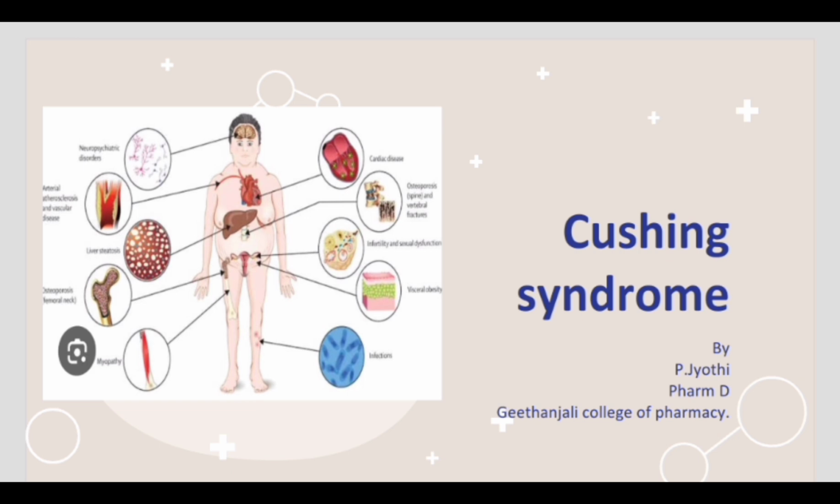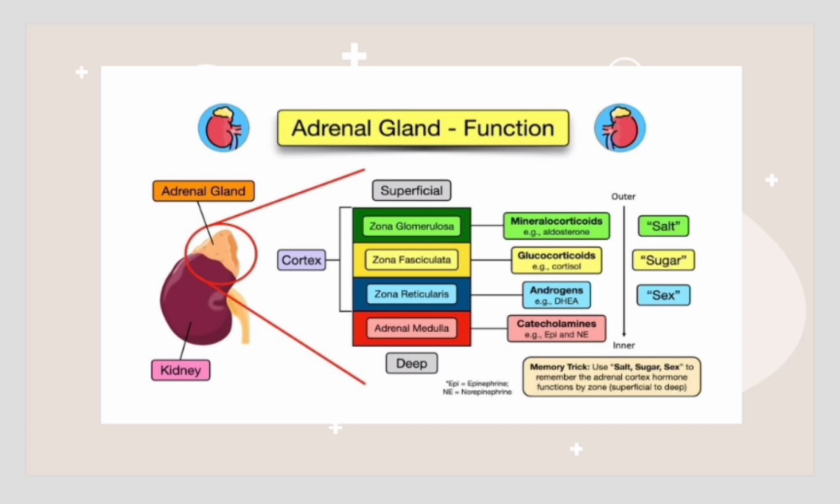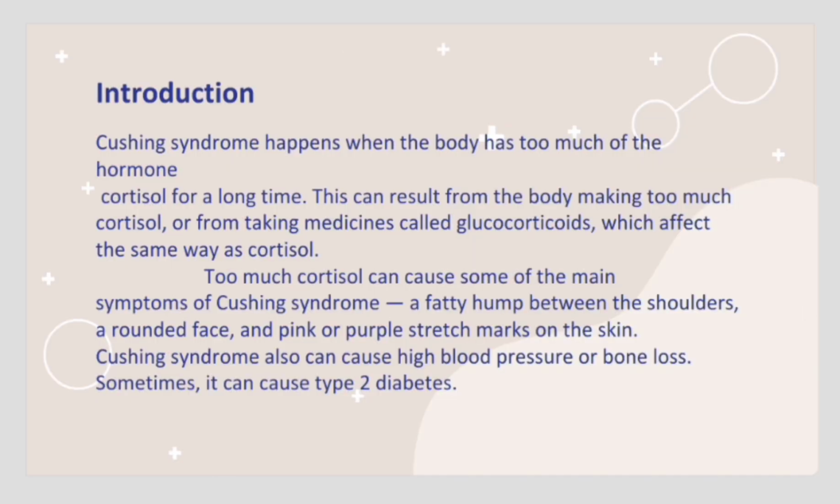Before going to this disease, we all want to know about the adrenal gland, which is located on top of the kidney. It has 4 layers: zona glomerulosa, zona fasciculata, zona reticularis, and adrenal medulla. Aldosterone is from the mineralocorticoids, cortisol from the glucocorticoids, DHEA from androgens, and epinephrine and norepinephrine from catecholamines. The layers are arranged from outer to inner. In the cortex, 3 layers are present.